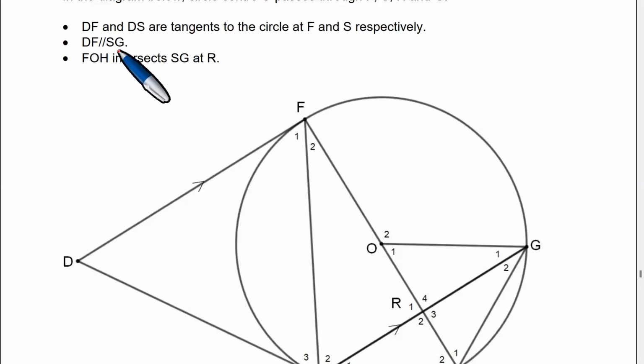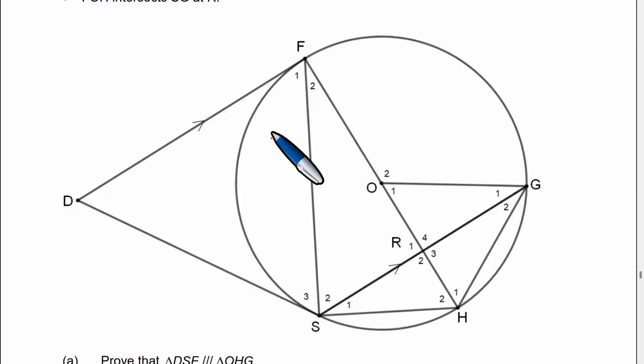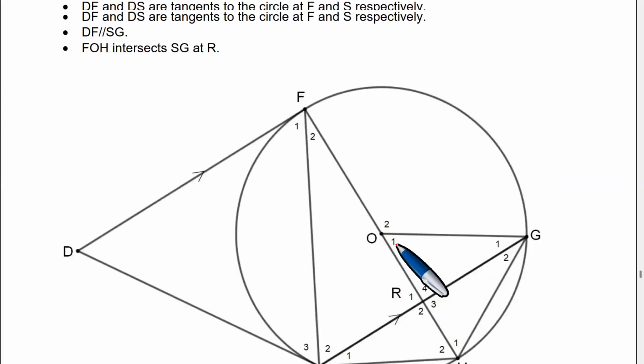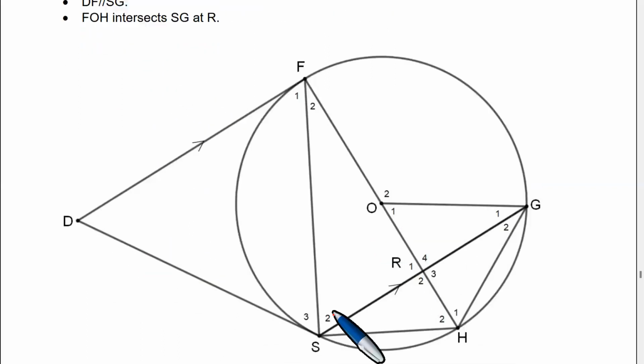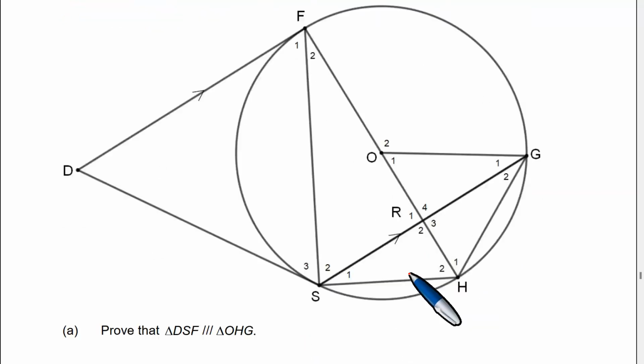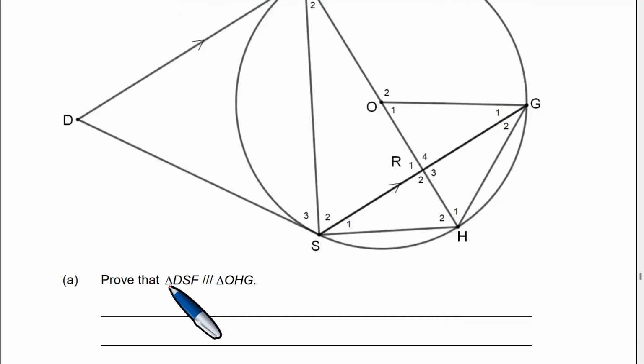Also, the examiner said DF is parallel to SG. You see, DF is parallel to SG. FOH intersects SG at R. So we have FOH intersects SG at R. Right. So we have that.